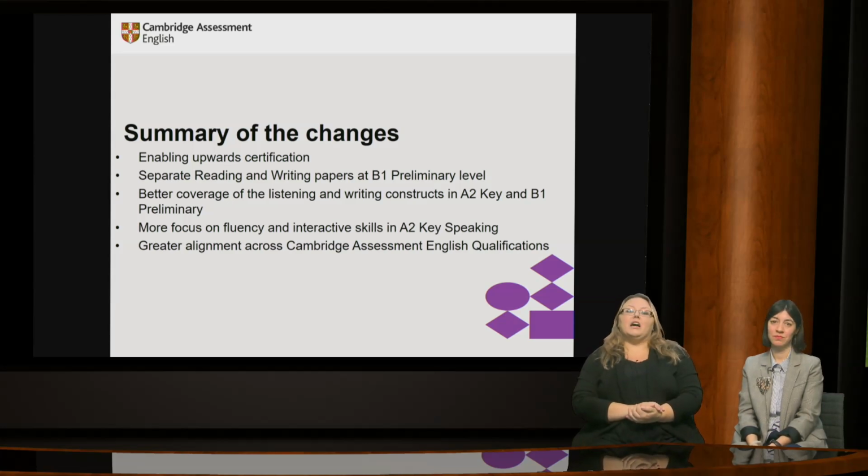So just to recap, here is a summary of the changes. The changes have taken place so upward certification can be enabled. We have separated the reading and the writing papers at B1 Preliminary level. There is better coverage now of the listening and writing constructs in A2 Key and B1 Preliminary. There's more focus on fluency and interactive skills in A2 Key speaking, and there's generally greater alignment across Cambridge Assessment English qualifications.